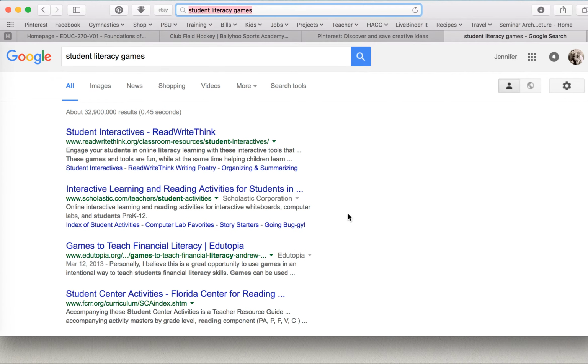So 3 websites: one for a teacher resource, one for a teacher idea for literacy, and one for a student interactive.